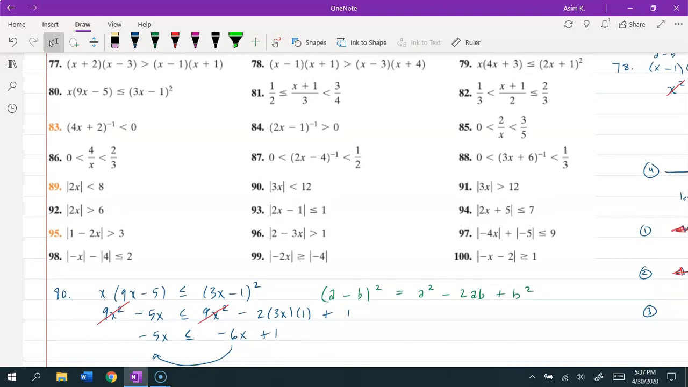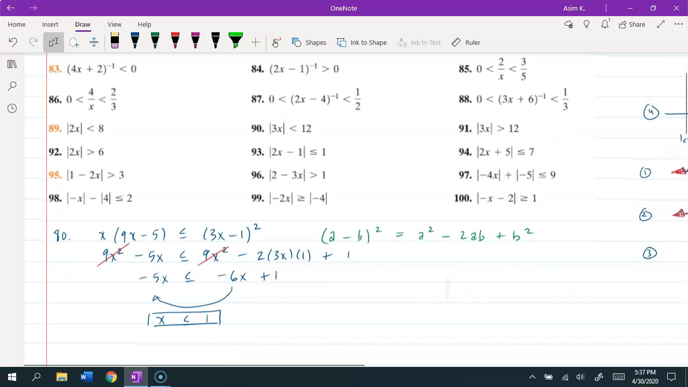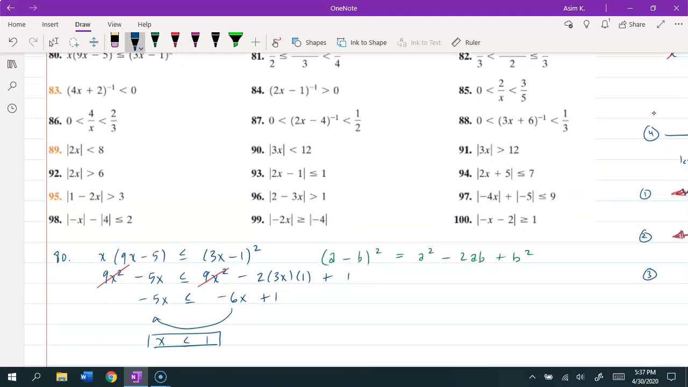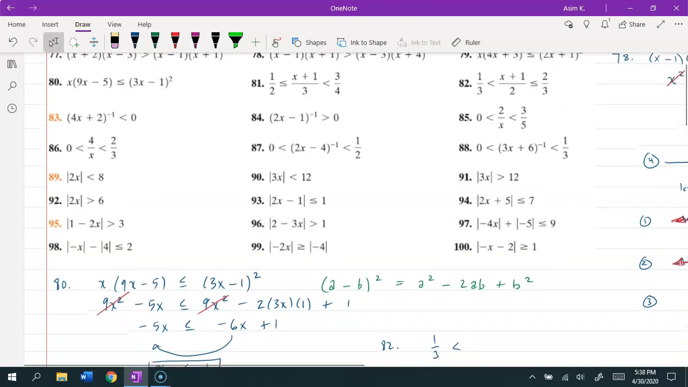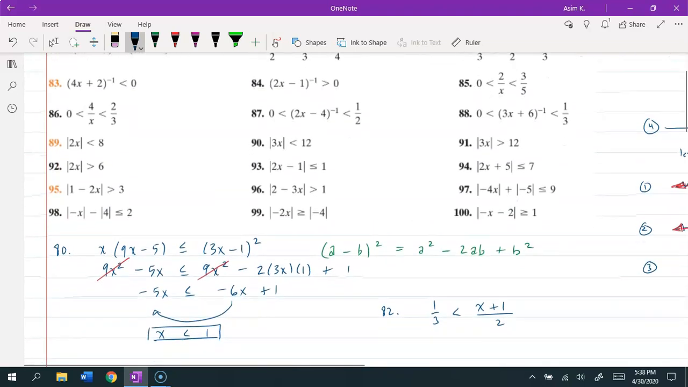And in number 82, you're going to find a technique that we used in the previous set again. So number 82 says that you've got 1/3 is less than x plus 1 over 2, and then it's less than or equal to 2/3. All right, so our job is going to be to basically work with these fractions.